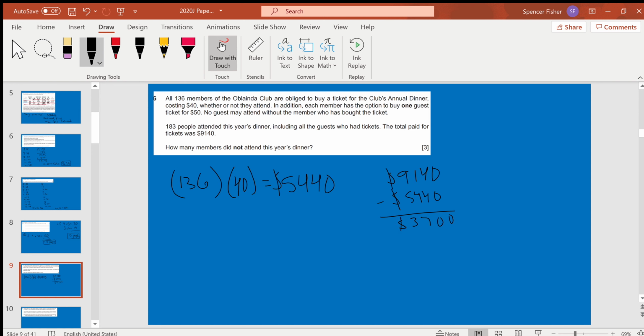So we know that this $3,700 came from somewhere, and that happens to be from the guest tickets. If it's $50 per guest ticket, we can call the number of guest tickets X, and all of that together wound up being 3,700. Then we can divide by 50 on each side, which tells us there was a total of 74 guest tickets purchased. So that's the first component.